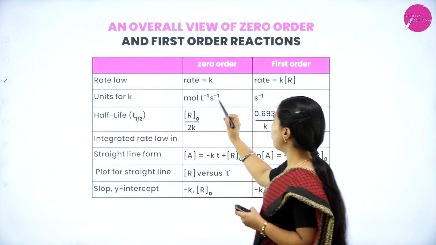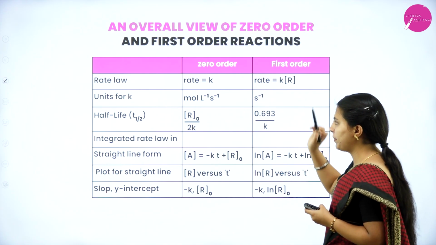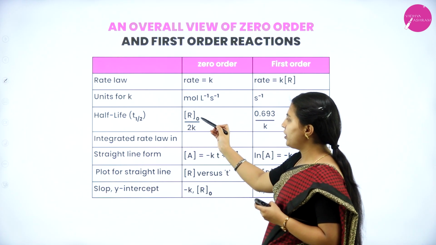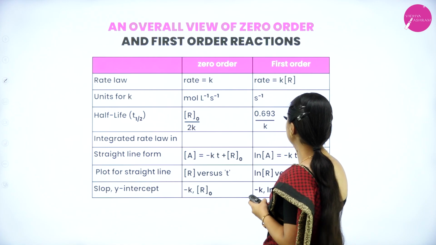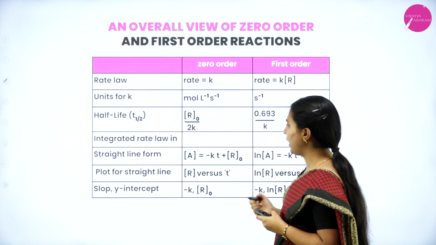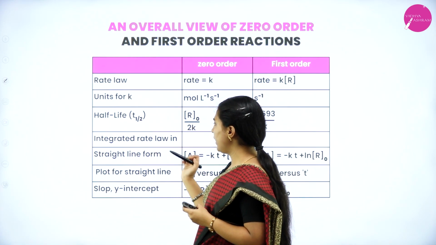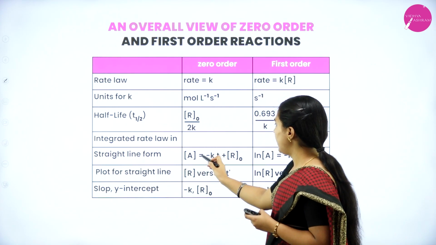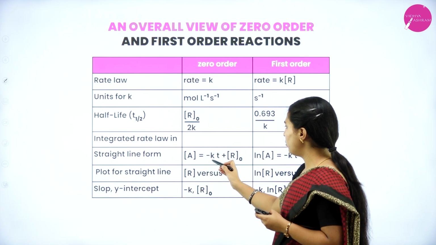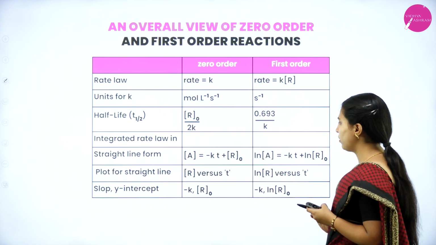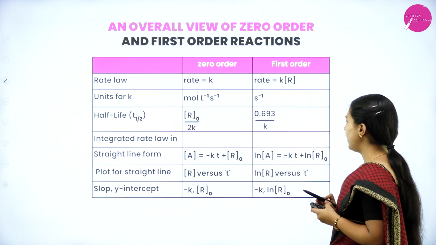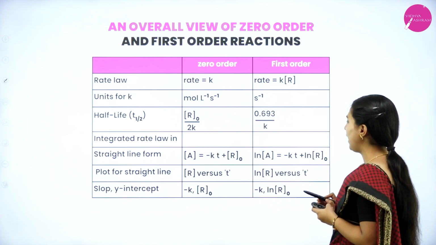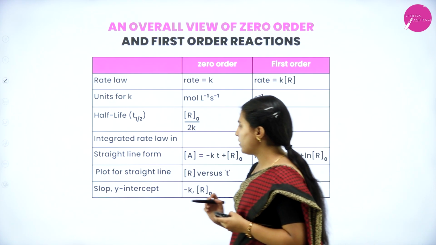Units for K: mole per liter per second for zero order; for first order it is only per second. Half life, initial concentration by 2K for zero order, and 0.693 by K for first order. The integrated rate law equation in straight line form: [A] equals minus Kt plus initial concentration [A]0. Here, ln[A] equals minus Kt plus ln[A]0.